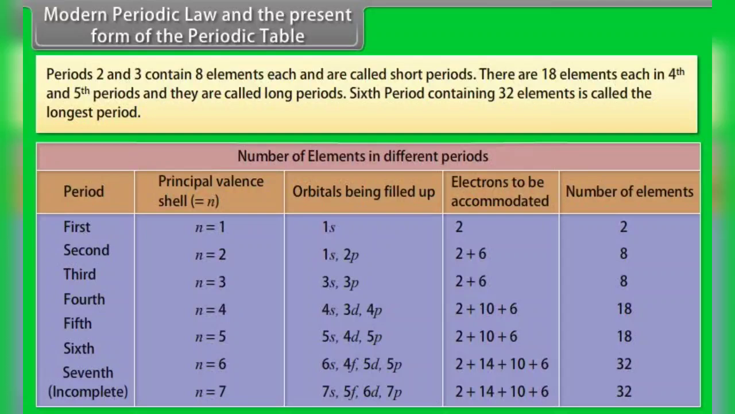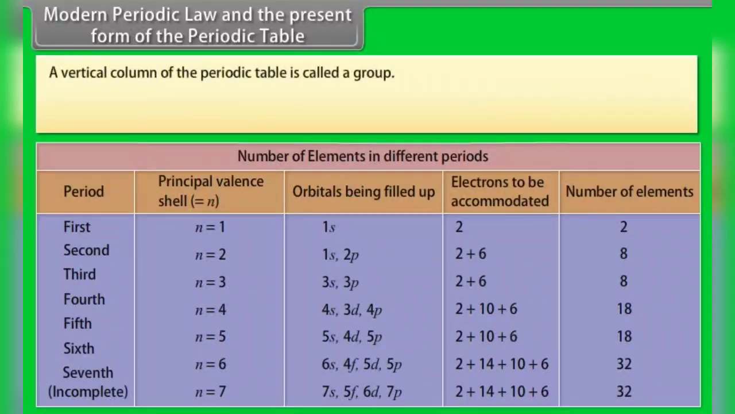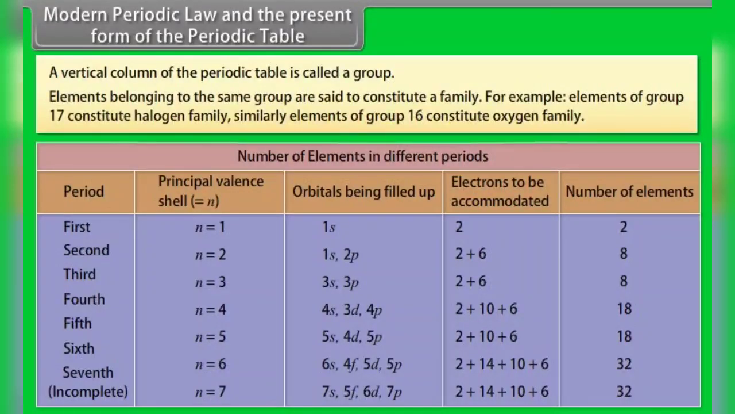Periods 2 and 3 contain 8 elements each and are called short periods. There are 18 elements each in the 4th and 5th periods, and they are called long periods. The 6th period, containing 32 elements, is called the longest period. A vertical column of the periodic table is called a group. Elements belonging to the same group are said to constitute a family. For example, elements of group 17 constitute the halogen family. Similarly, elements of group 16 constitute the oxygen family.